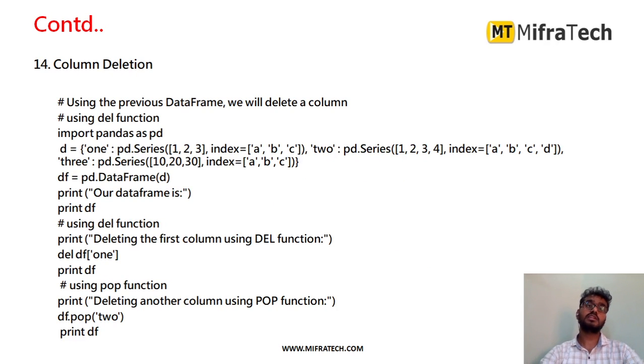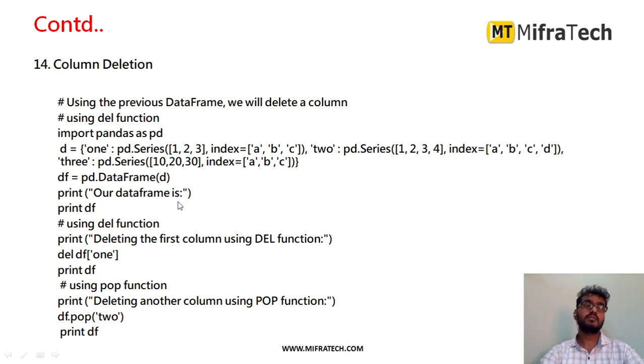How do we delete these columns? We can perform deletion using different functions. Let's see them one by one. For this we will use the previous data, and then we are going to delete a column. First we will import the pandas library. After that, we created a dictionary, and we converted that dictionary into a data frame as I mentioned previously.